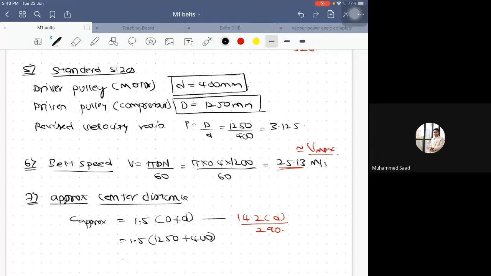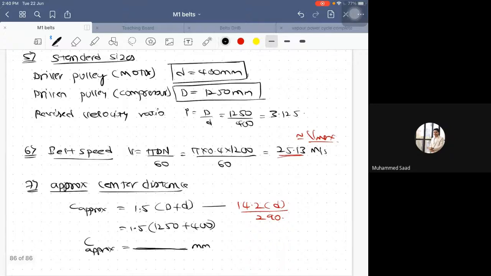So how much is this? Okay, 2475. Sure, okay, fine. 2475 is the approximate center distance.